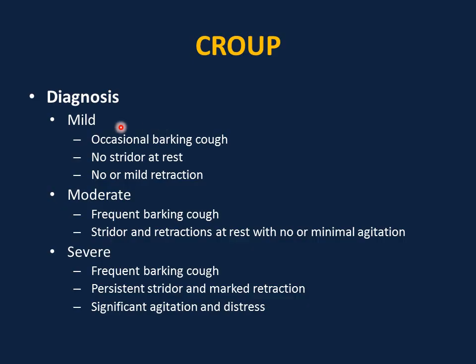Assessment of the severity of the croup. Mild croup: occasional barking cough, no stridor at rest, no or mild retraction. Moderate: frequent barking cough, stridor and retraction at rest with no or minimal agitation. Severe: frequent barking cough, persistent stridor and marked retraction, significant agitation and distress. After that will be impending respiratory failure. The child will look lethargic, dusky, with depressed level of consciousness.